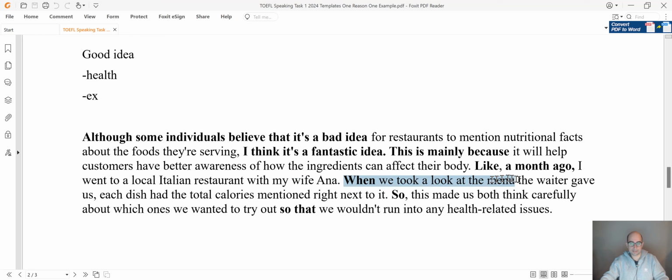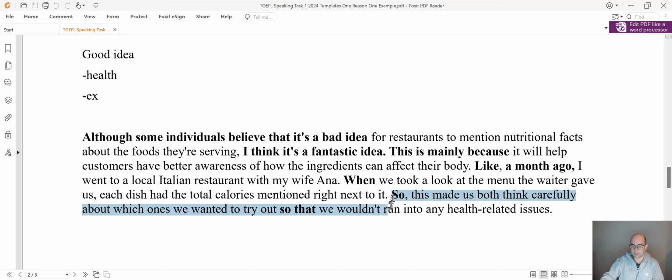When we took a look at the menu, the waiter gave us each dish had the total calories mentioned right next to it. Okay, so again, let me repeat this sentence. When we took a look at the menu, the waiter gave us each dish had the total calories mentioned right next to it. Okay, so I'm continuing to explain or describe what's really going on here in this example.